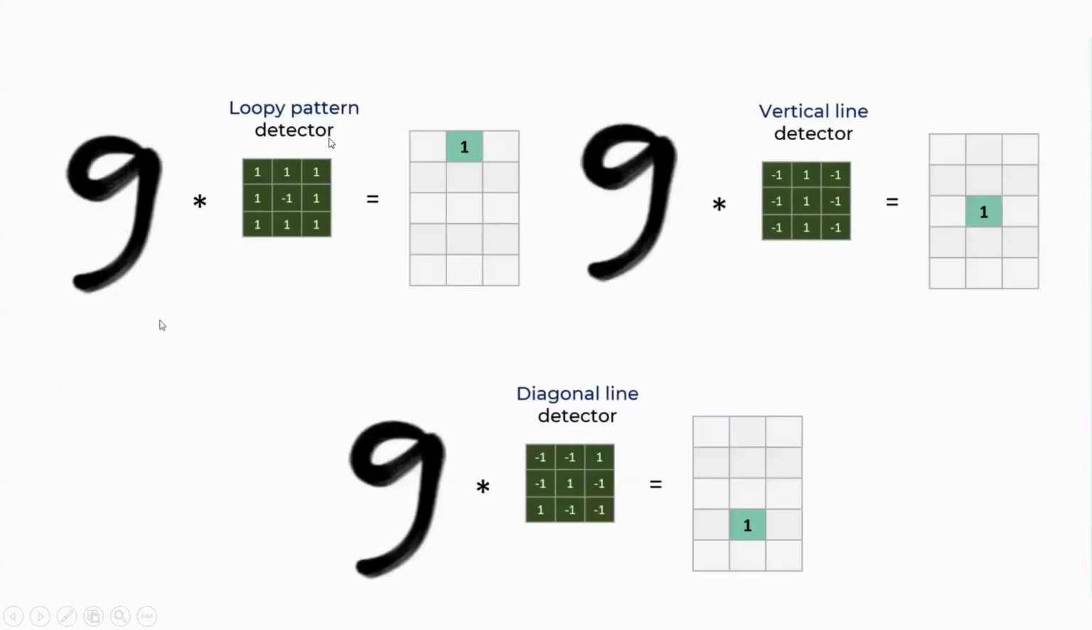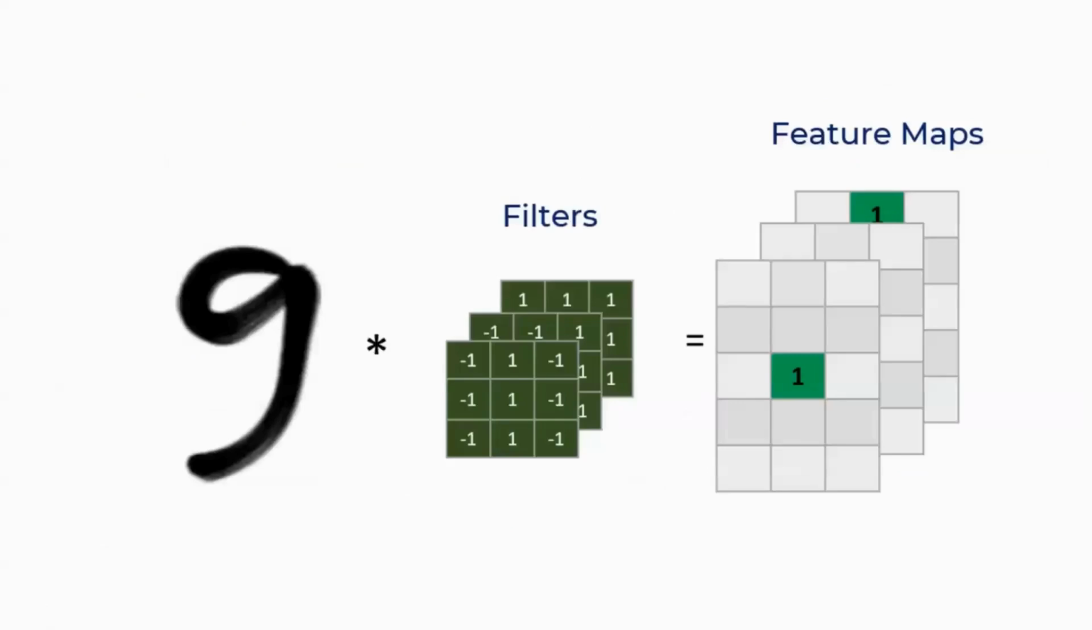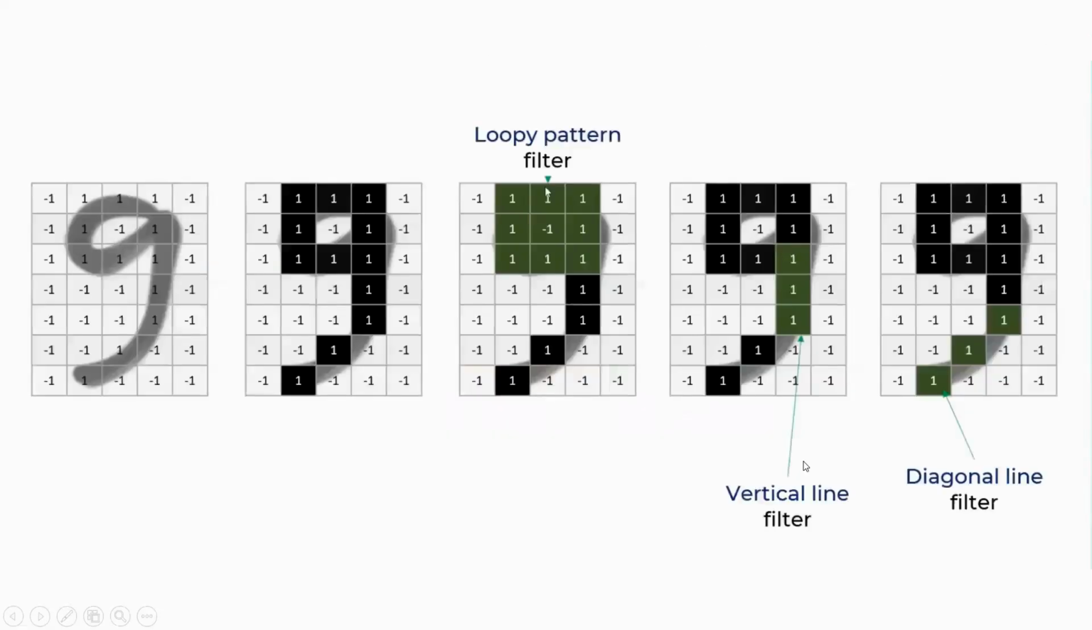A loop pattern detector, like in nine, has a loopy pattern for one here, a vertical pattern for the middle, and a diagonal pattern for the identifier. The patterns will be identified in the number, in the feature map. So filters are identified into the feature map, and we get a final filter over all the filters. We separate the pixels here. It is one image, and the whole gets one image like this.